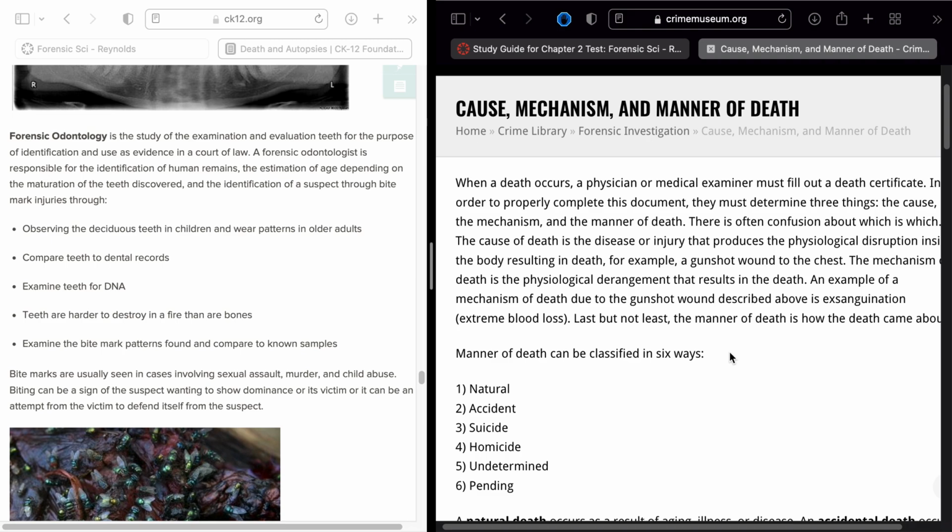So that's the mechanism. If someone gets shot or knifed, they're going to bleed to death. The word for that is sanguination. And so that's the mechanism. A ruptured aortic artery, and you bleed to death. So that's the mechanism. The manner would be natural if it happened just with your own biology, or an accident, or a homicide. So be able to explain the difference between cause, mechanism, and manner of death. That's on the test.